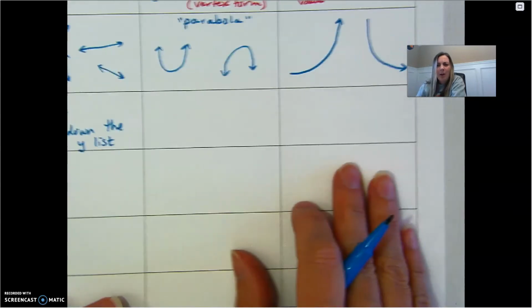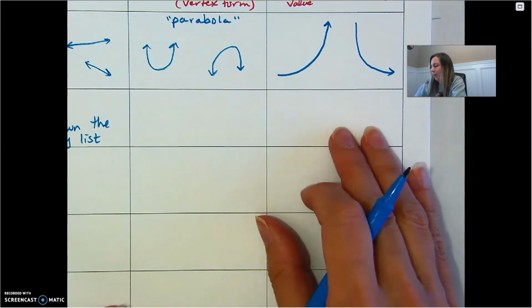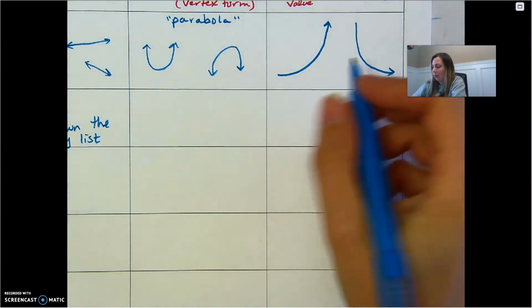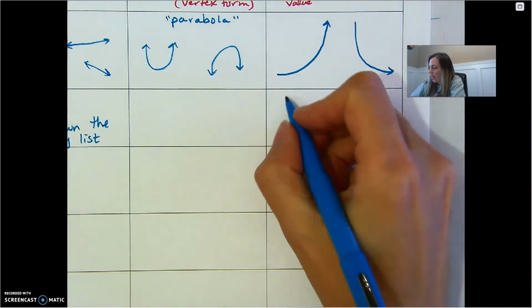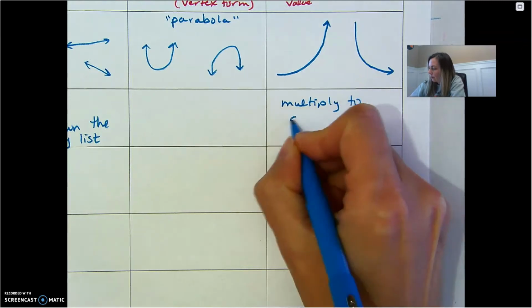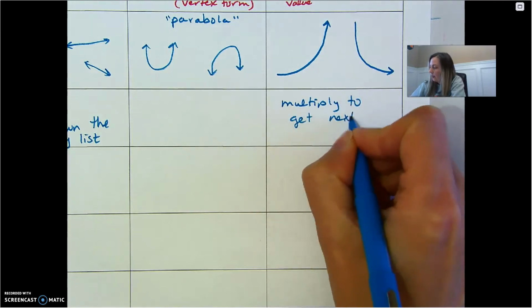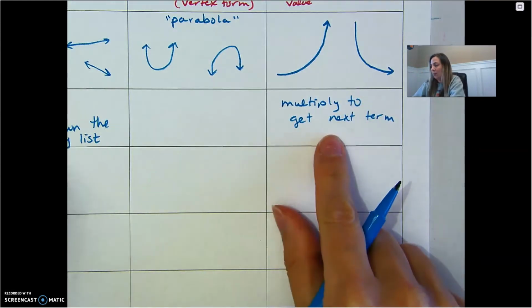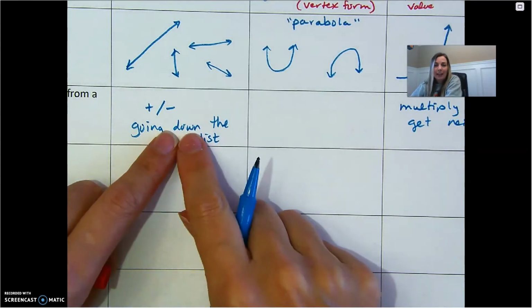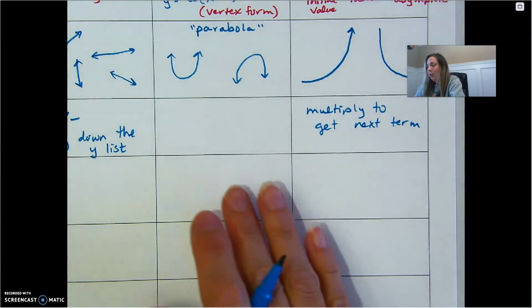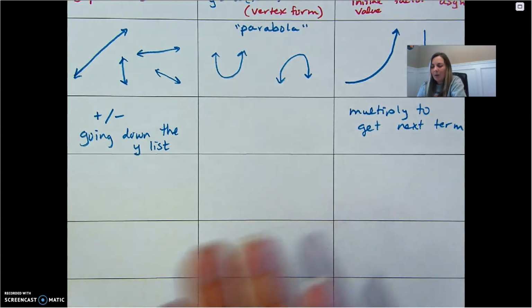I want to skip all the way over here to exponential because that one's pretty fresh. When we were looking at the tables for exponential, it was multiplying, multiplying, multiplying in those tables. So for tables, you multiply to get the next term. So you'll look at that y list, and if it's multiplying, that's exponential. Again, if it's adding, it's linear. If you're multiplying, then it's exponential. Okay, so quadratic, that one's a little bit more tricky.